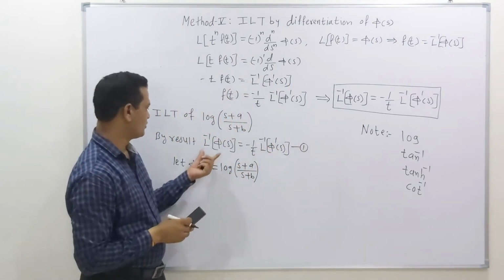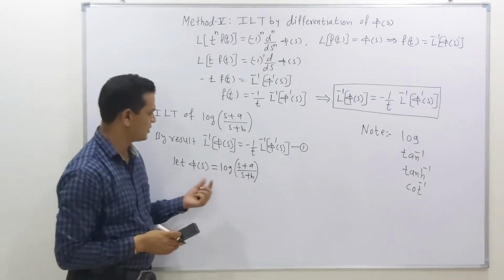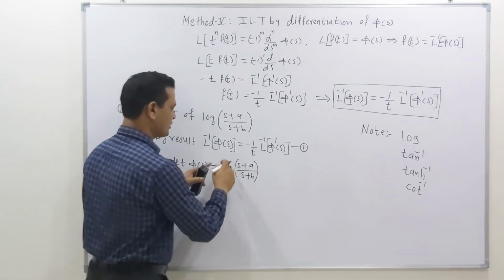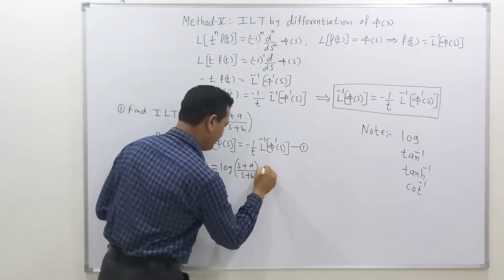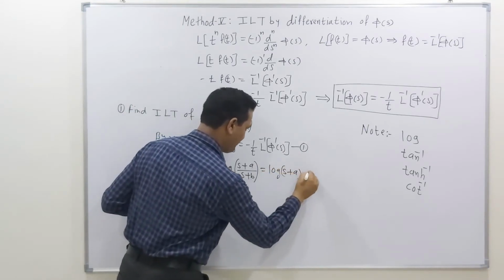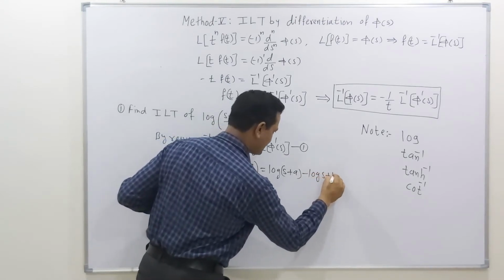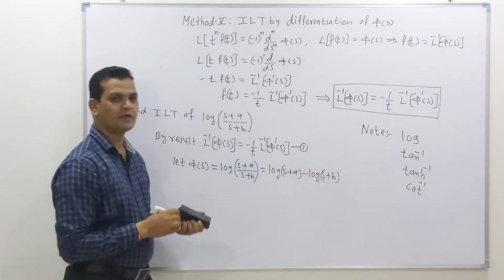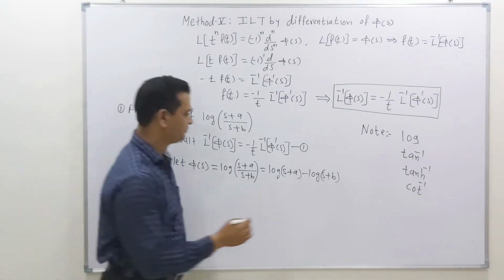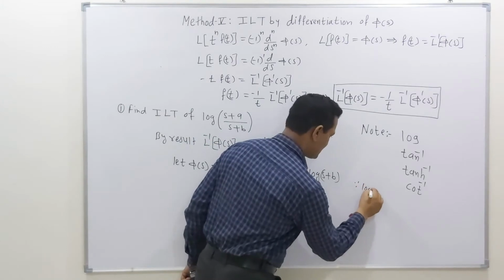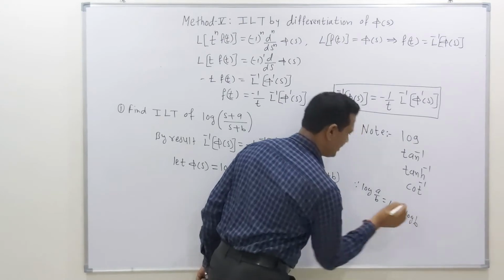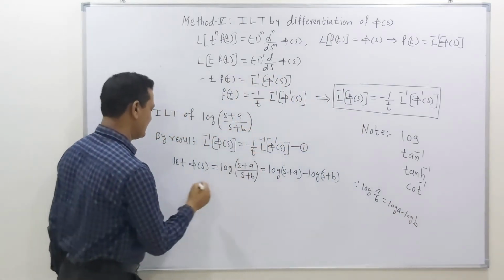To use this formula means we can easily take its inverse Laplace transformation, only finding the value of phi dash of s. Now to find the value of phi dash of s, first simplify this log term. If we simplify this log term, we get log of (s plus a) minus log of (s plus b). According to the theorem, log of a upon b is equal to log a minus log b. So this is the equation.